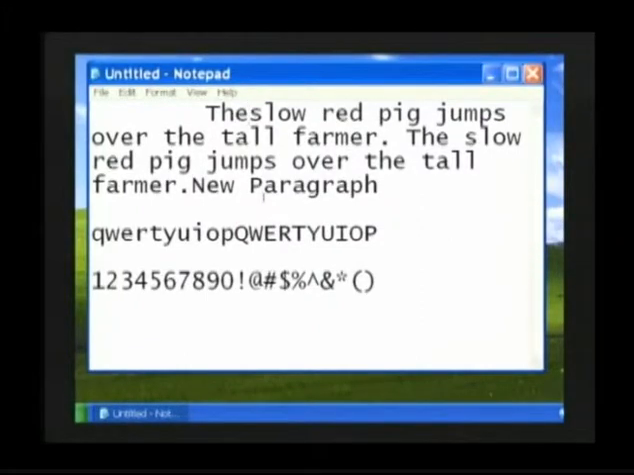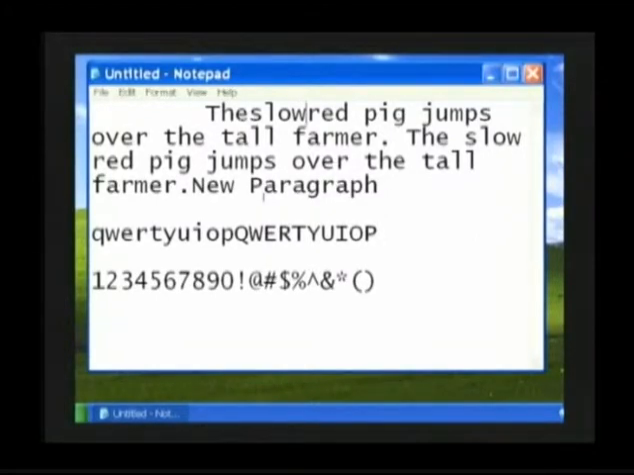Now let's move the blinking cursor after the W in "slow," and the space between "slow" and "red" is to the right of the blinking cursor. Press the delete key, and we now have "theslowred," the three words with no spaces in between them.